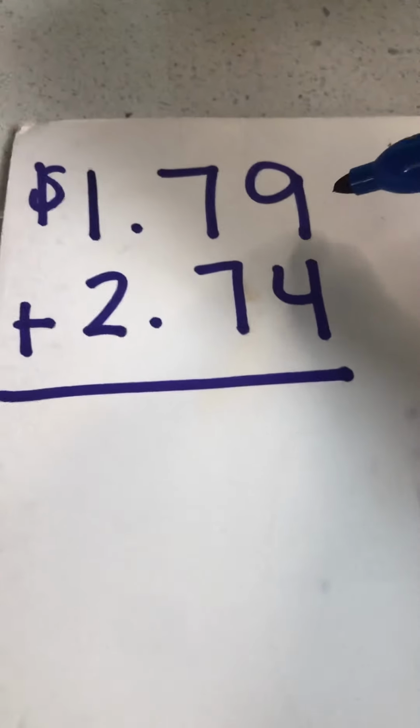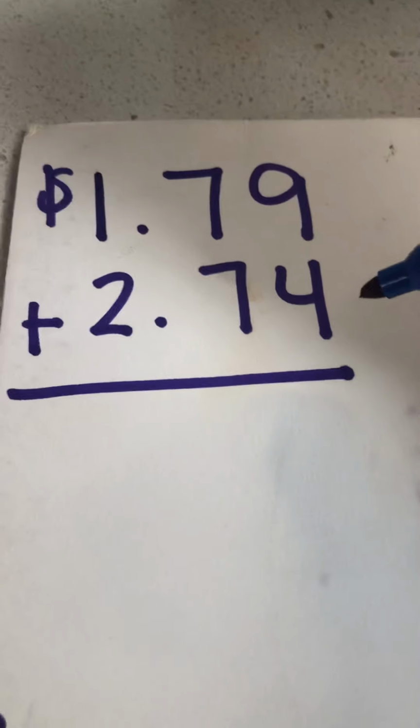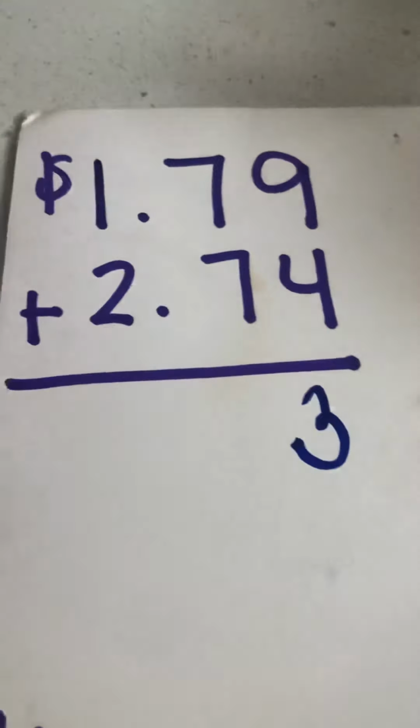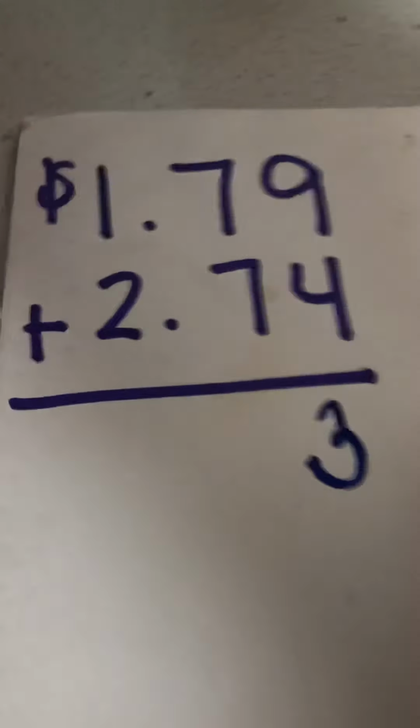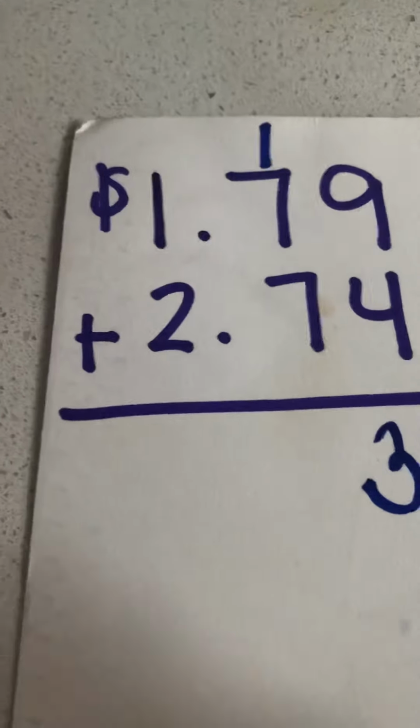So first, let's start over here with our ones. 9 plus 4. 9 plus 4 will give us 13. So we're going to put our 3 down, and we're going to regroup. We're going to put our 1 up here on top of our 10s. So we're regrouping. Then we're going to do 7 plus 7.